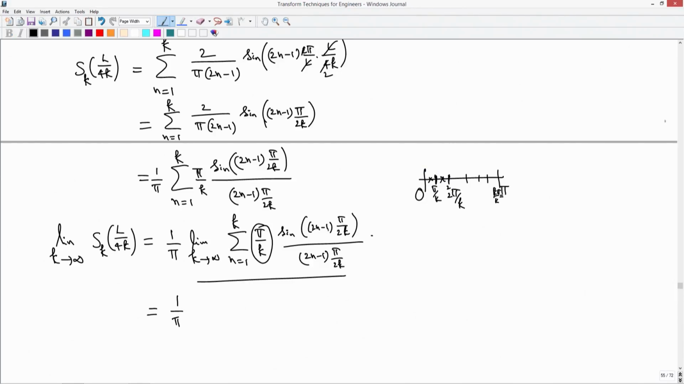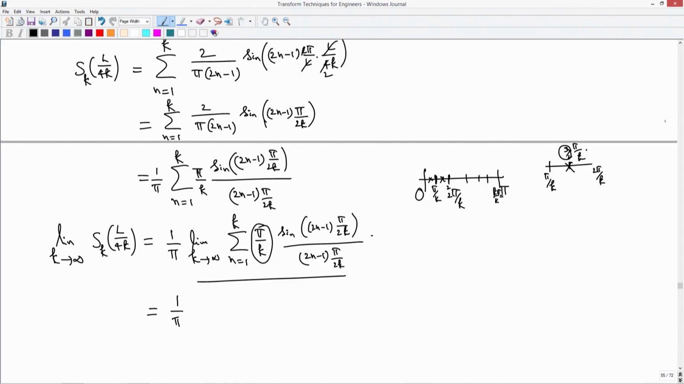The middle point is (2n minus 1)/2 times pi by k. So, what exactly is the middle point? If this point is pi by k and this point is 2 pi by k, the middle point is 3/2 times pi by k. Okay, (2n minus 1)/2 with n equal to 2 is 3/2 times pi by k. So, it is exactly the middle value.